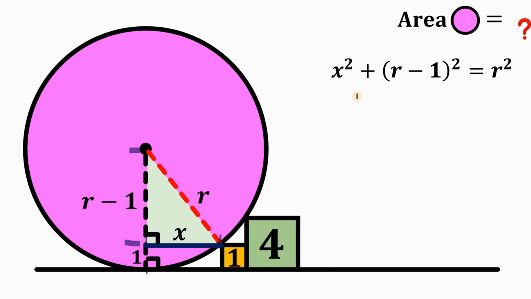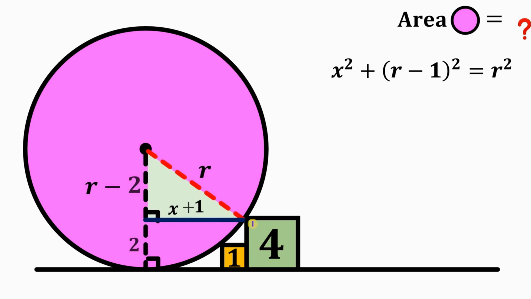Now, we have two unknowns. So, in short, we need another equation in terms of x and r and solve for the value of r eventually. Now, if we get the value of r, we get the area of this pink circle. Now, the next question is, how do we get the second equation containing x and r? So, we will use the second intersection point, the tip of the second square having an area of 4 square units, like this.